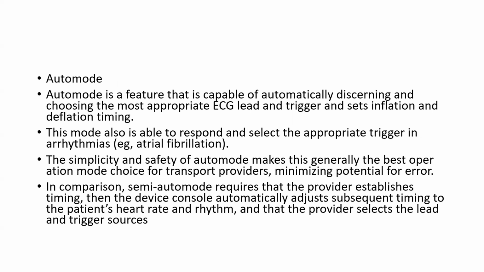Now the auto mode. Auto mode is the feature that is capable of automatically discerning and choosing the most appropriate ECG lead and trigger, and setting inflation and deflation time. This mode is also able to respond and select the appropriate trigger in arrhythmia. The simplicity and safety of the auto mode makes this generally the best operation mode of choice for transport providers, minimizing the potential for error. In comparison, semi-auto mode requires that the provider establishes the timing, and then the device console automatically adjusts the subsequent timing to the patient's heart rate and rhythm, and that the provider select the lead and the trigger source.